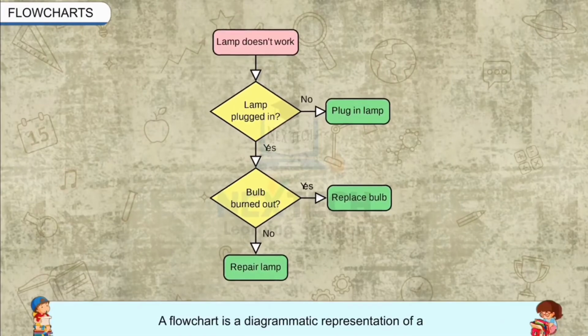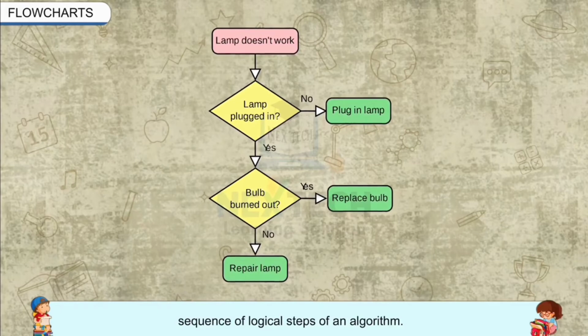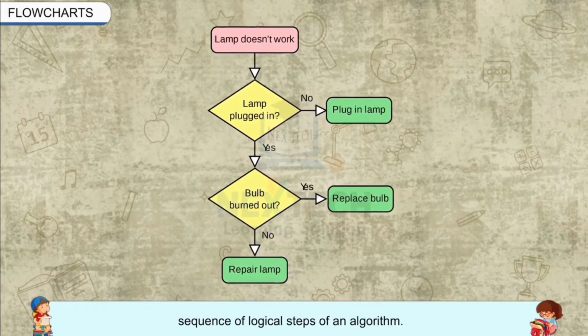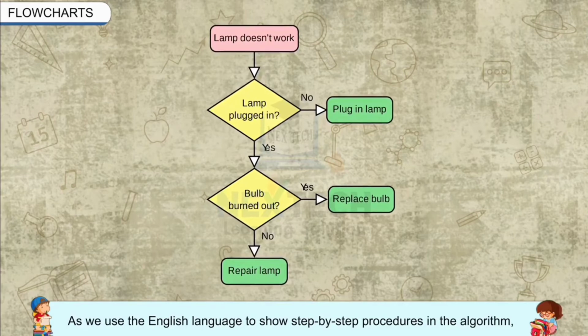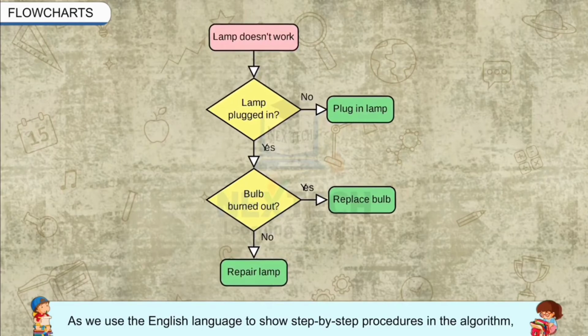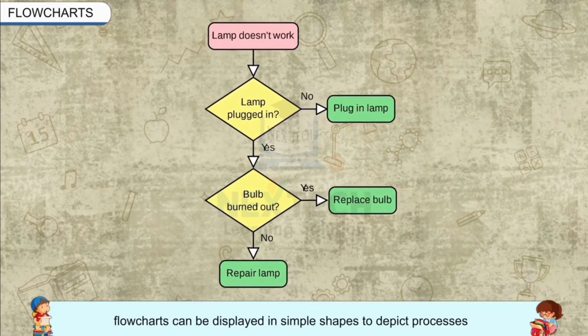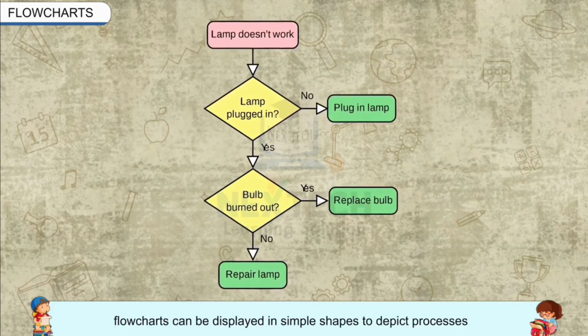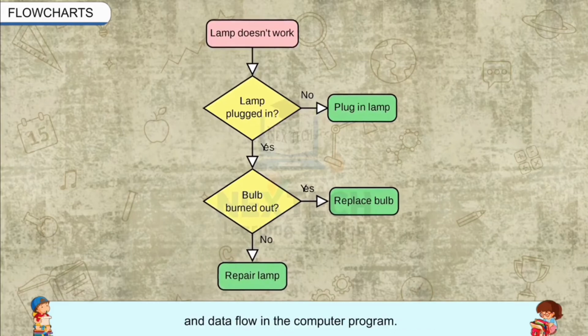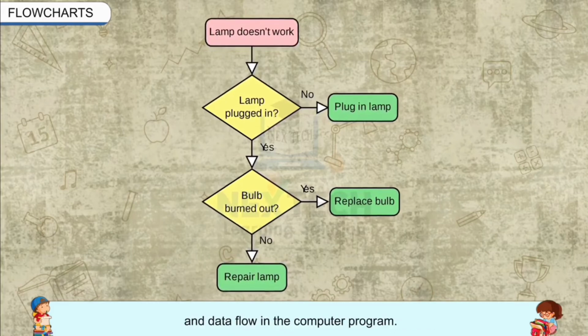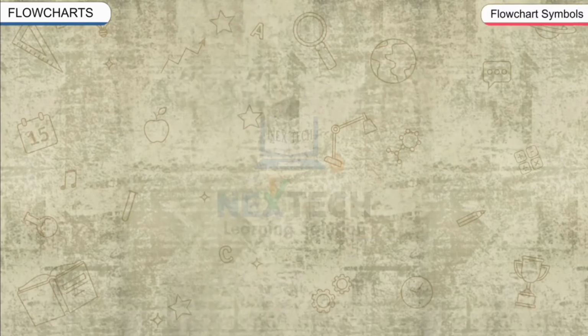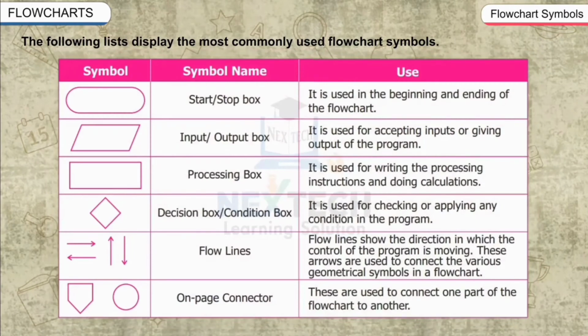A flowchart is a graphical representation of a sequence of logical steps of an algorithm. As we use the English language to show the step-by-step procedure in the algorithm, a flowchart can be displayed in simple shapes to show the process and data flow in a computer program. The following display the symbols used in a flowchart. So these are the symbols used when designing a flowchart.